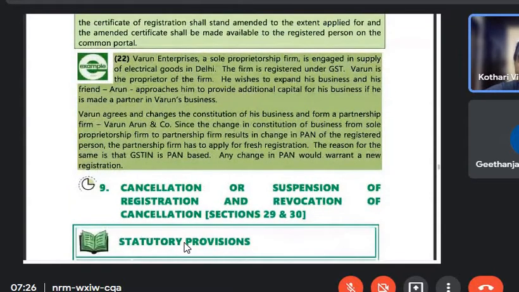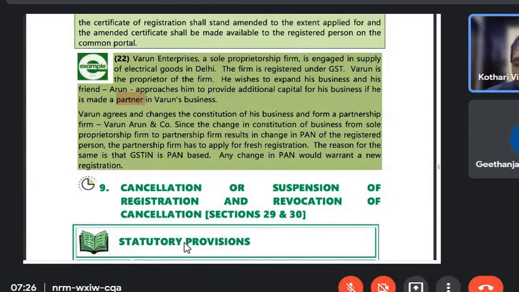Varun Enterprises, a sole proprietary firm, is engaged in supply of electrical goods. The firm is registered under GST. Varun is the proprietor of the firm. He wishes to expand his business and his friend Arun approaches him to provide additional capital for his business if he is made the partner. Now, here Varun is a proprietary concern, and now he is adding a partner.